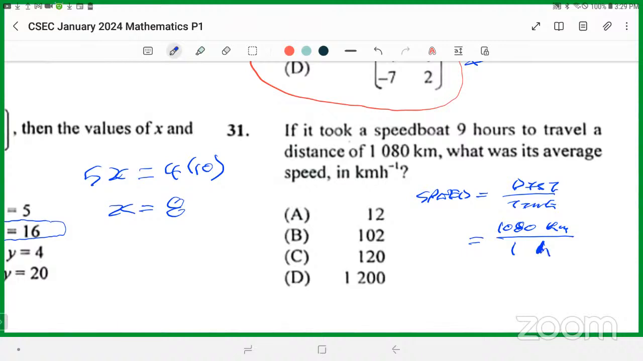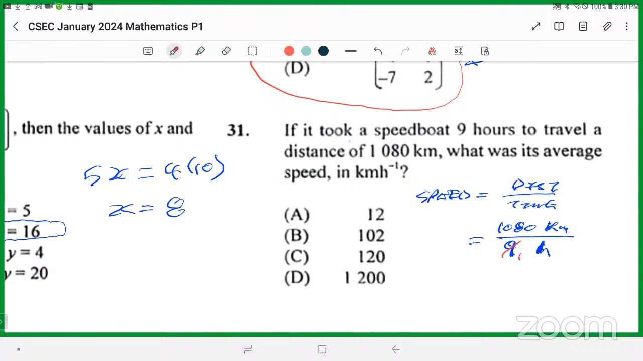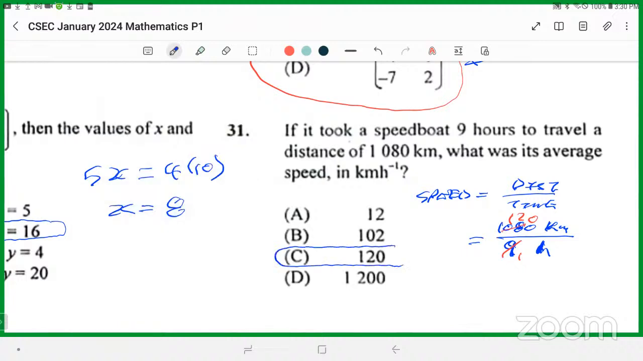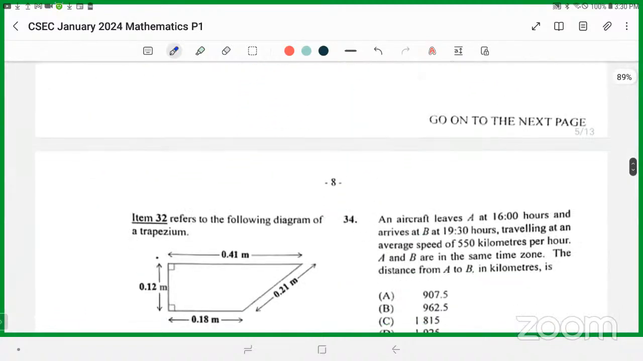Even 1 hour, 9 hours. 9 hours, that is the time. So we're just going to cancel this. 9 into this goes 1 time, and 9 into this goes 12. And you put back the 0. So the answer is 120. Simple as that. All right. Easy stuff. Next question.